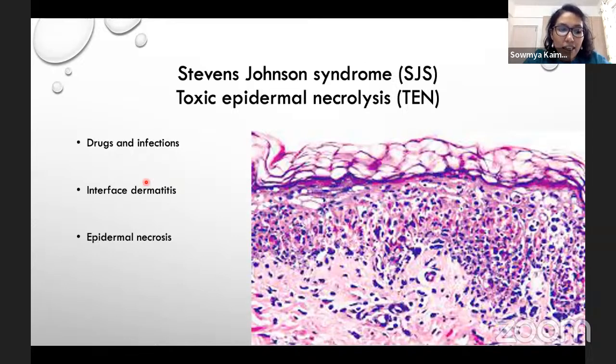Histopathologically, these diseases are characterized by what is known as interface dermatitis. Interface dermatitis, as you can see in this picture, is nothing but an infiltrate of lymphocytes into the dermoepidermal interface. What you have here above is the epidermis, and below you can see that there is an infiltrate of lymphocytes, the blue dots, into the skin. And because of this lymphocytic infiltrate, you get what is known as epidermal necrosis. So this entire group of diseases has epidermal necrosis as a hallmark.